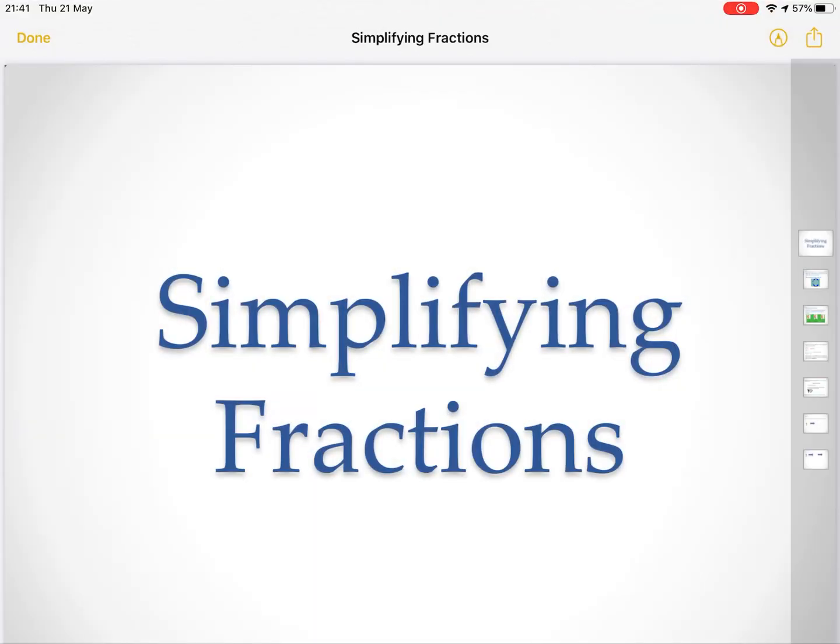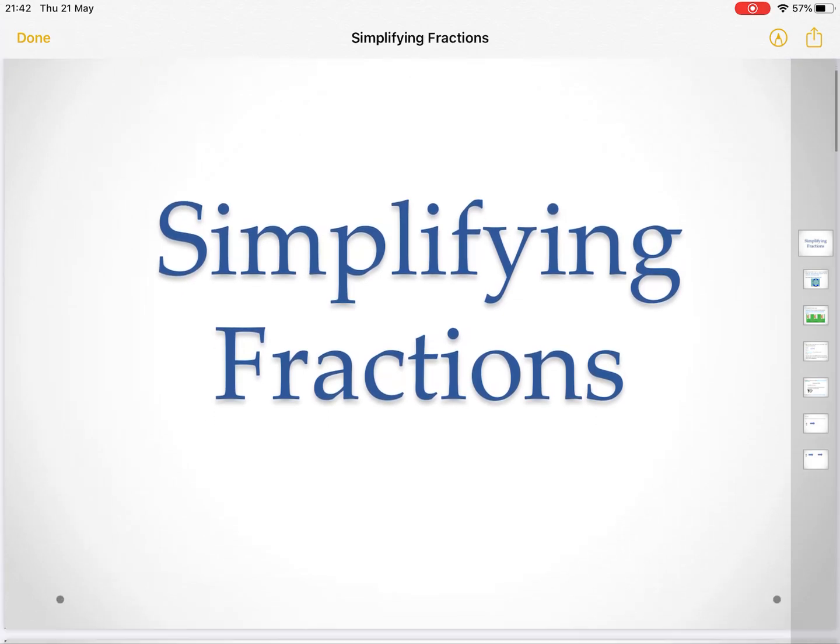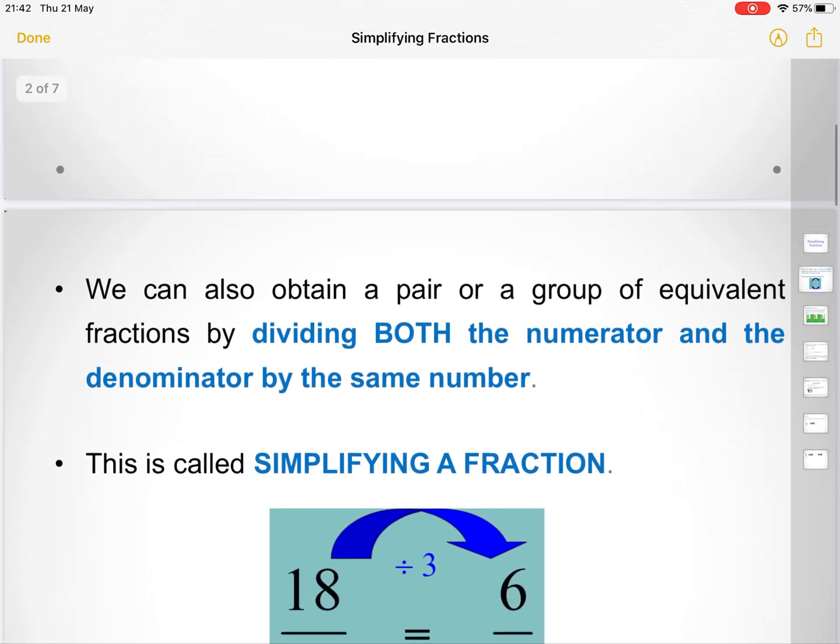Good morning, boys. Today we are going to continue on equivalent fractions, but instead of creating equivalent fractions by multiplying both the numerator and the denominator by the same number, today we're going to divide the numerator and the denominator by the same number, and that is called simplifying fractions. So today's lesson is on simplifying fractions.